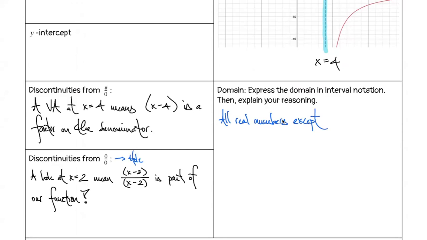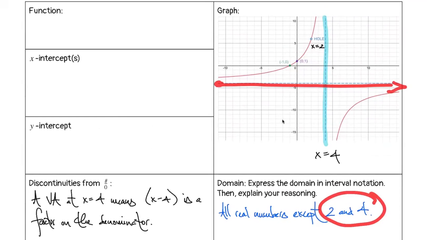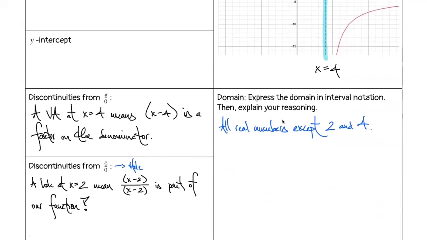So all real numbers except what are going to be okay for this function, except 2 and 4. Okay, now I really appreciate that you said 2 and then 4, in that order. The reason why I think the order is helpful is because when we write our interval notation, we start at negative infinity and we work our way this way. So if you can arrange these numbers in order from smallest to largest, then you've got a good map for what you're going to put in your interval notation.